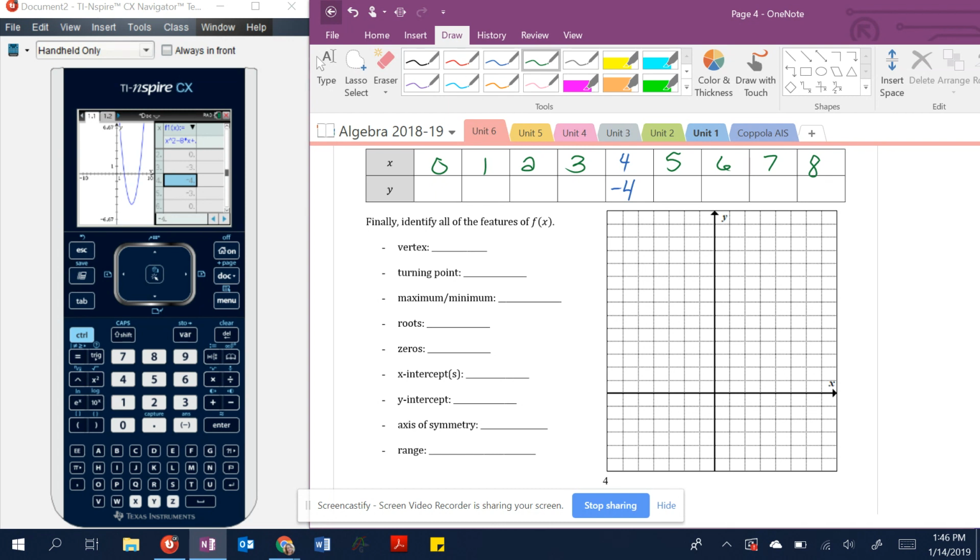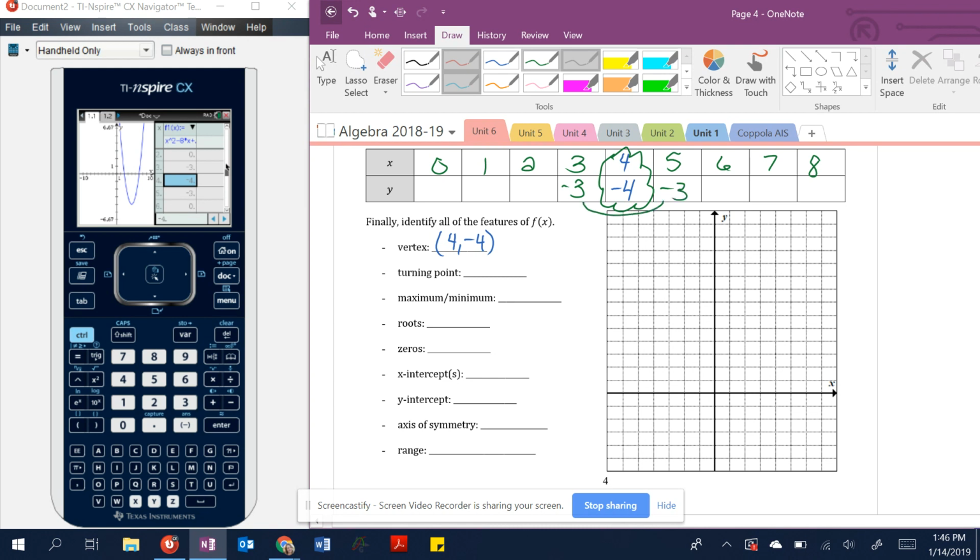We always plot the vertex first. Oh, wait a minute. The vertex, isn't that a vocab word? Let's put it down here. 4, -4. All right, so now I'm going to fill in the rest of my points. So 3, -3, and so on and so forth.